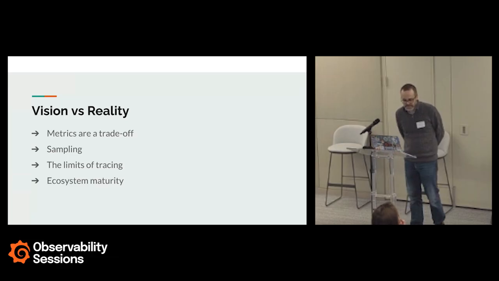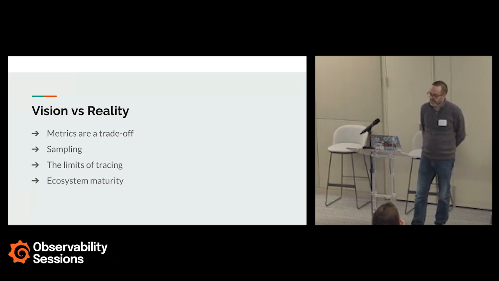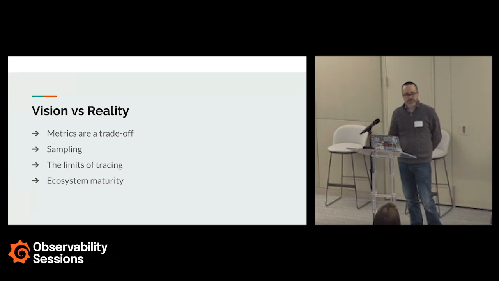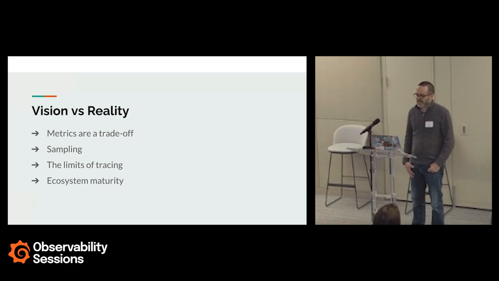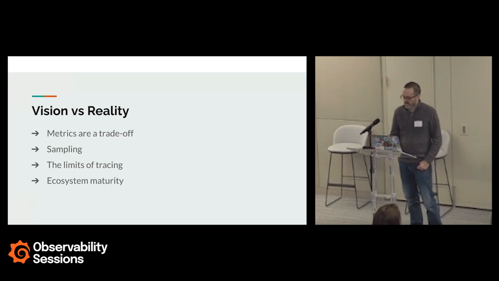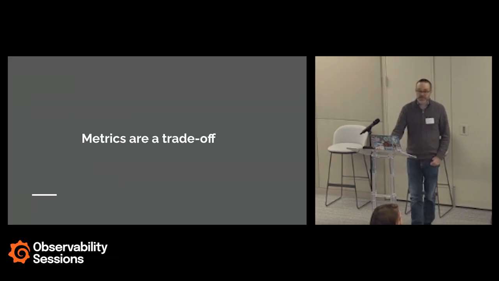So I'll discuss this in 4 sections. The idea that metrics are fundamentally a trade-off, the notion of sampling, the limits of the current state of tracing, and the maturity of the ecosystem, especially around OpenTelemetry. So metrics are a trade-off.